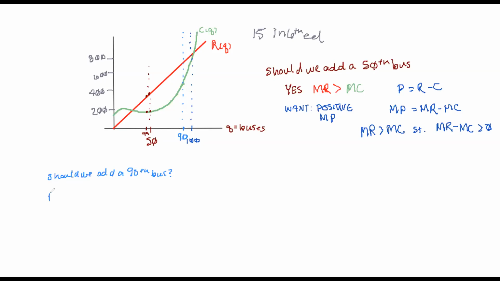The rate of change for cost, the marginal cost, is greater than the rate of change for revenue. Thus, marginal revenue minus marginal cost is going to be less than zero. Thus, marginal profit is less than zero. Thus, we lose money. We lose profit. Profit decreases by adding a 90th bus.